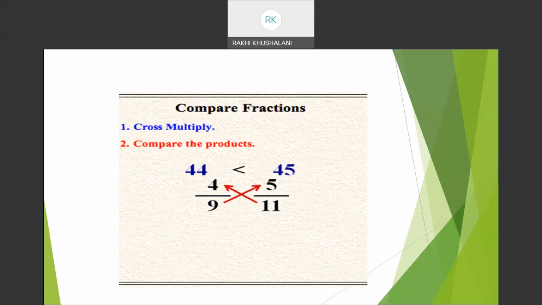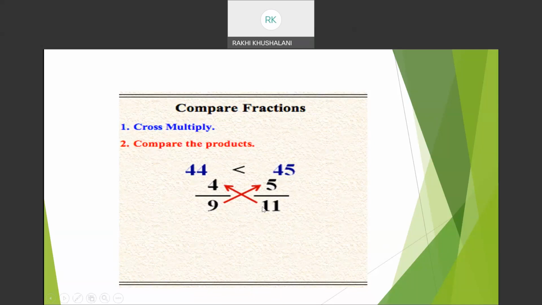Where everything is different, both the numerators are different, both the denominators are different, and you have no clue how to do the comparison between two different denominators and two different numerators. They are completely different sized. So what are you going to do? You are going to do the cross multiplication between the numerator of the first one and the denominator of the other, and vice versa.